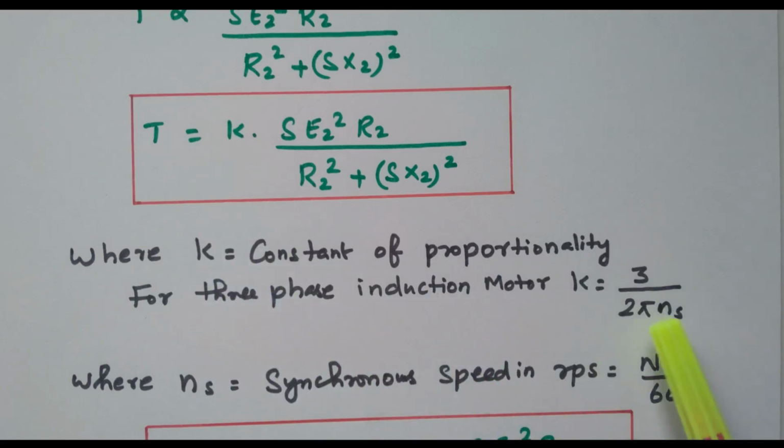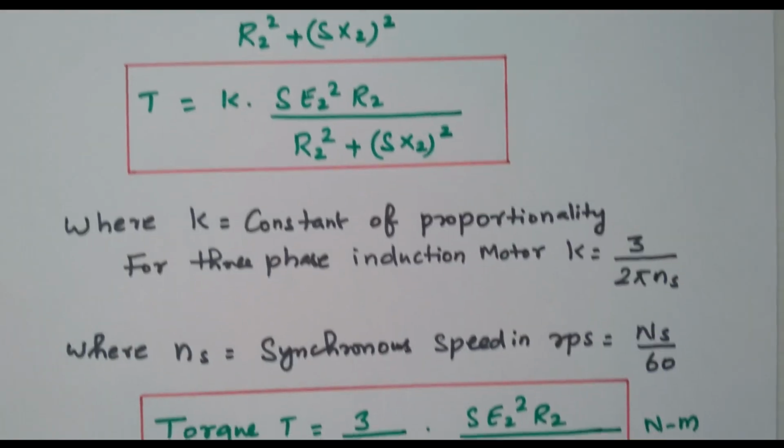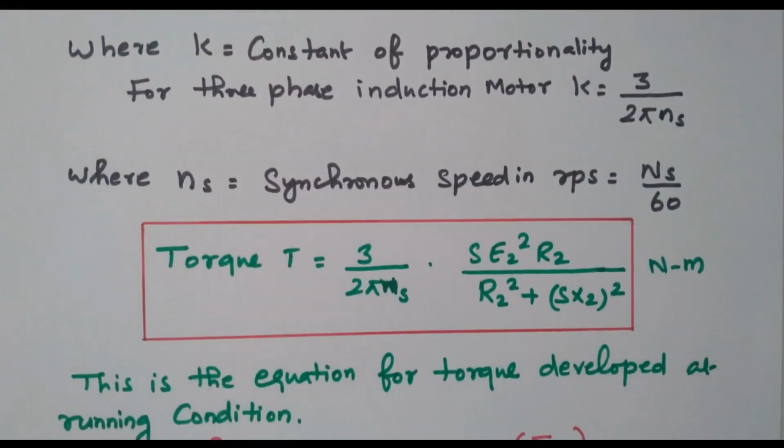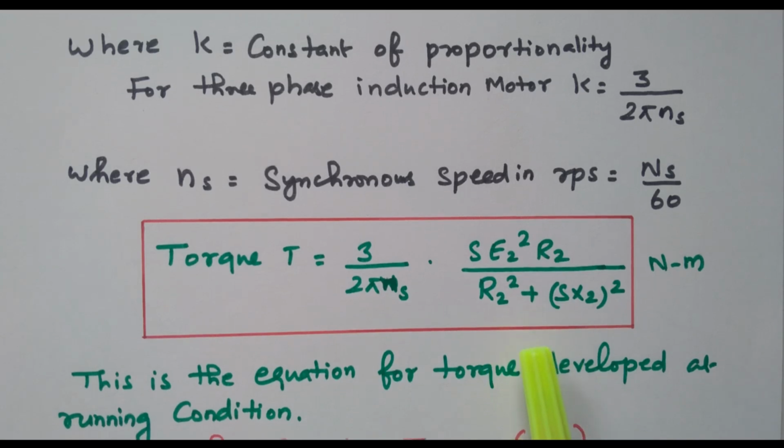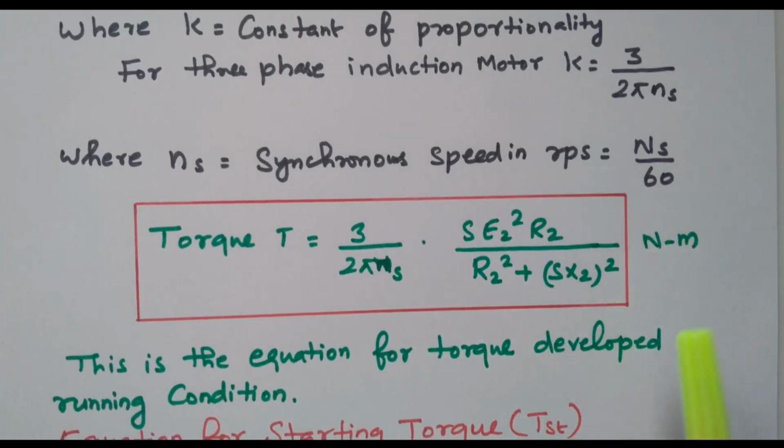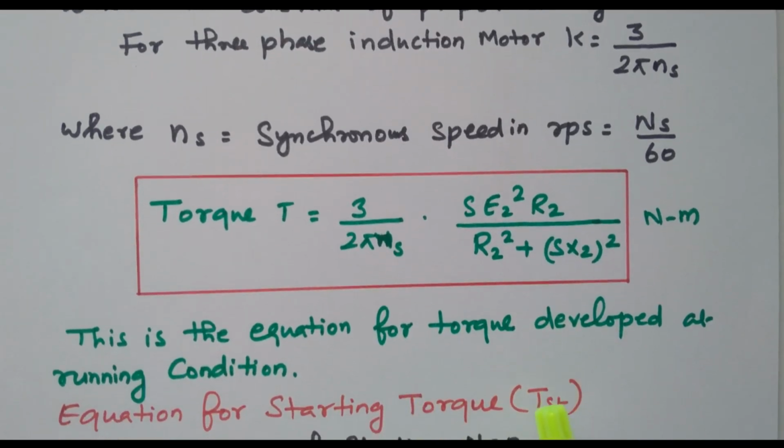So the k, for a 3-phase induction motor, is nothing but 3 divided by 2 pi Ns, where Ns is the synchronous speed, that is Ns divided by 60. So if we substitute the k value, we will get the final expression for the torque: T equal to 3 divided by 2 pi Ns, this k is replaced by this value, into s E2 square R2 divided by R2 square plus (s X2) whole square. The unit is Newton meter. So this is the equation for torque developed under the running condition.